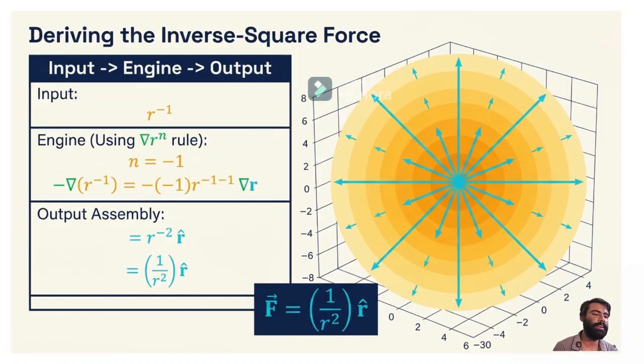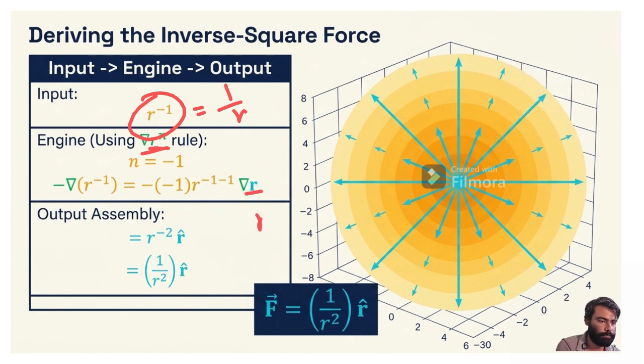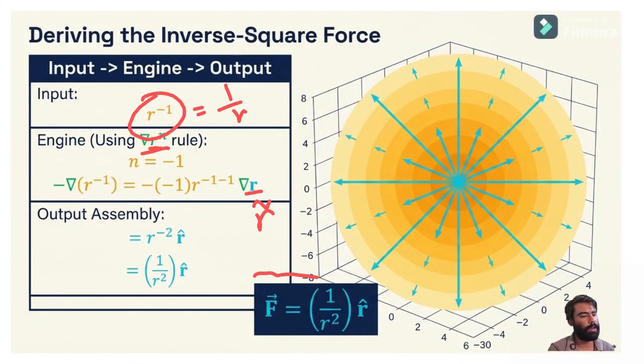Now we can find the gradient of 1 by r. What is 1 by r? It can be written as r to the power minus 1. Using the gradient of r to the power n rule, you can see minus n r^(-n-1) times grad r, and this grad r means the unit vector along the r axis. This is r to the power minus 2, so the force we get is 1 by r square along with the unit vector r.